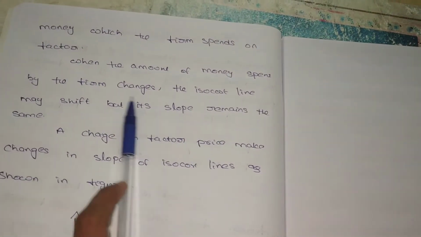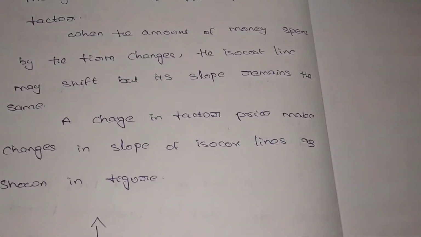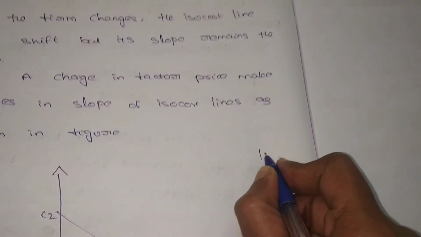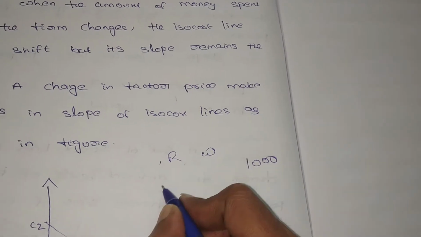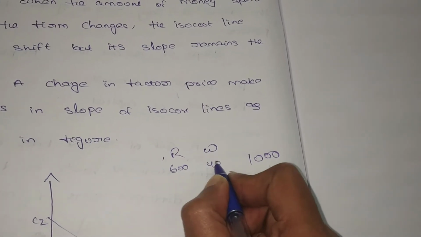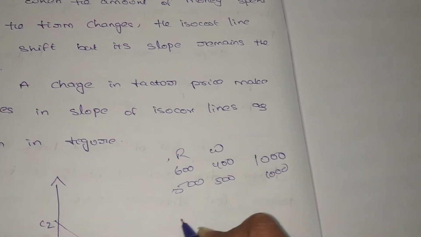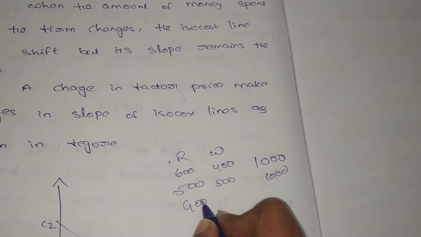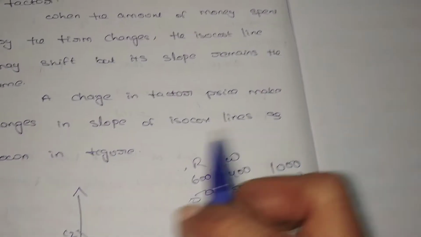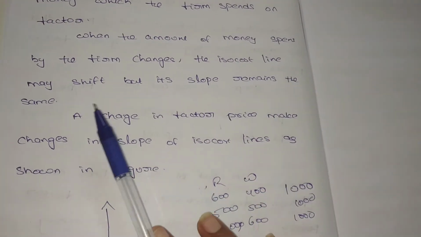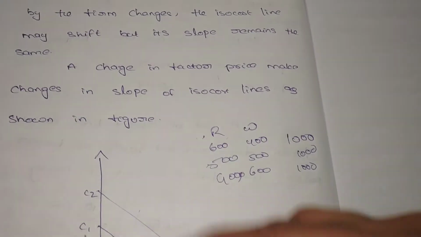When the amount of money spent by the firm changes, suppose the amount we discussed here was 500 and the amount spent changes to 1000. Here I am taking rice and wheat, which also change. I want to consume 600 and 400, or 500 and 500, or 400 and 600. This is the 1000. But the output is the same, only the combinations change. When the amount of money spent by the firm changes, the isocost line may shift, but the slope remains the same. The slope remains the same, but the lines will shift.